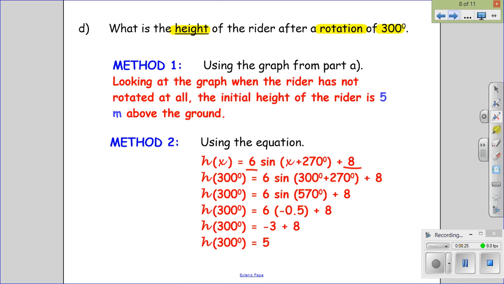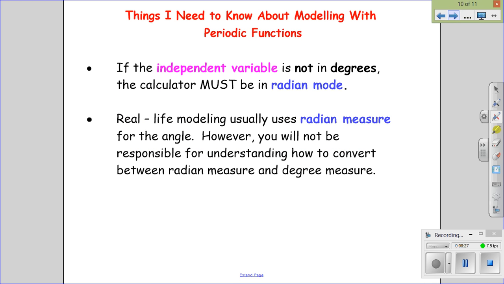Finally, things we need to remember about modeling with sinusoidal functions. If the independent variable is not in degrees, the calculator has to be in radian mode, which is a measurement we don't learn in 11 mixed. Real life modeling usually uses radian measure for the angle. You won't be doing that this semester or this year. You will do it if you continue on in 11U or college and technology math. However, we will use the graphing calculators to help us model situations where the independent variable is not in degrees.